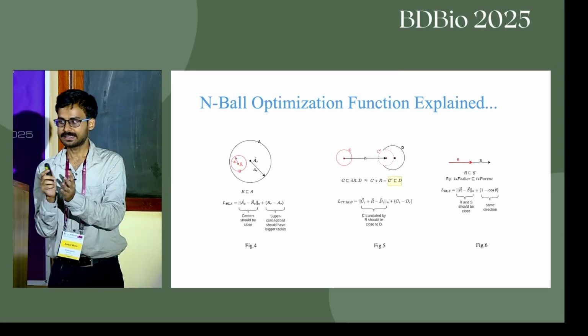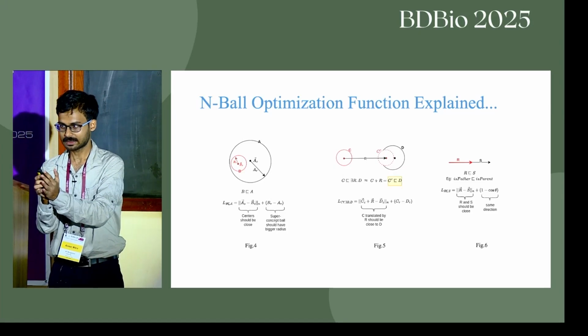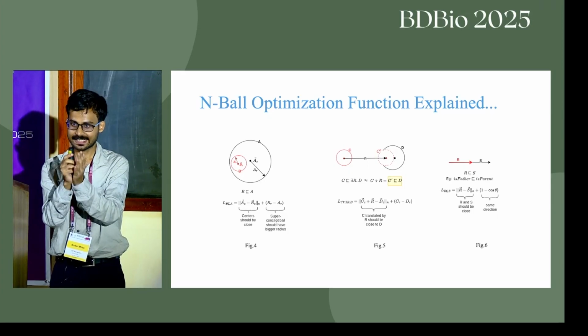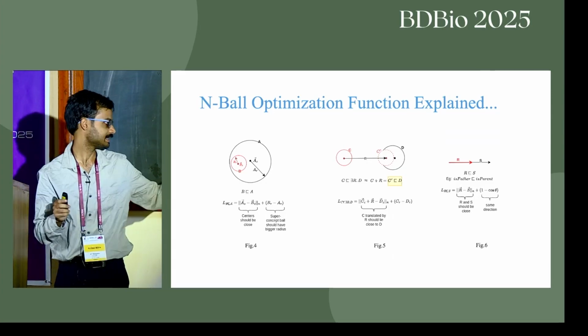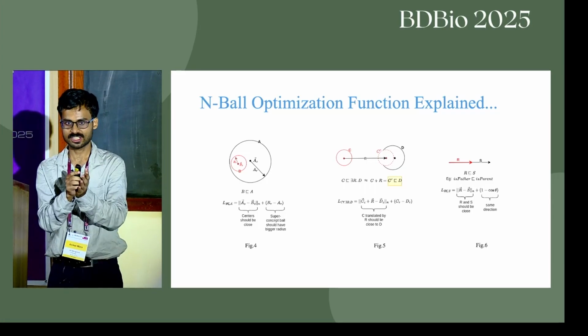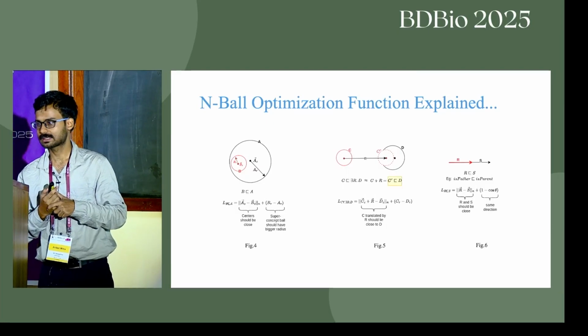The second one is that when C is translated by role R, the new position C dash should be as close to D as possible, as you can see here, and the loss function ensures that. Let's discuss another one in figure 6.